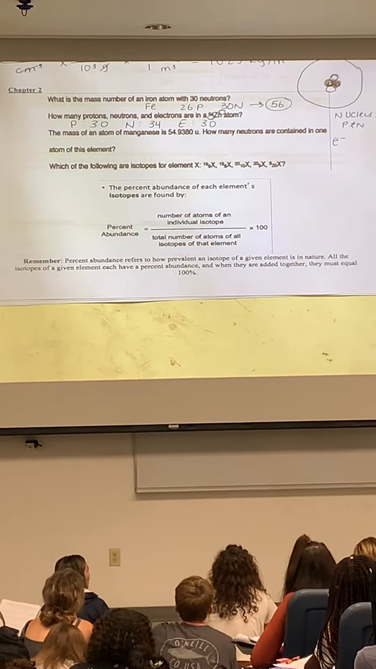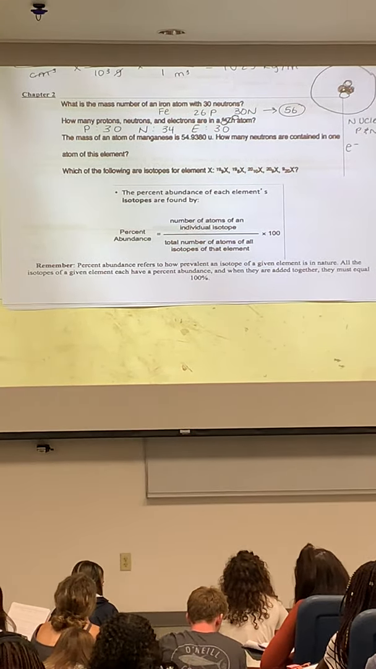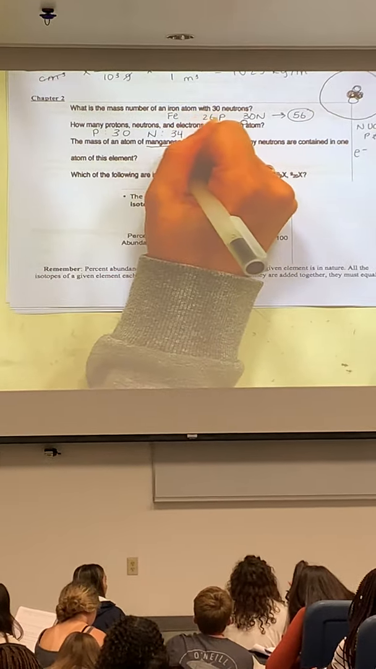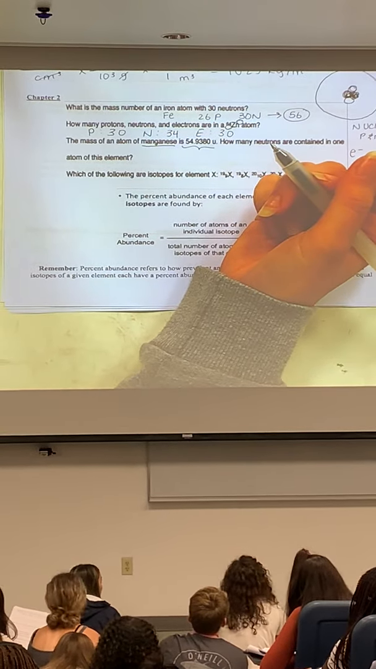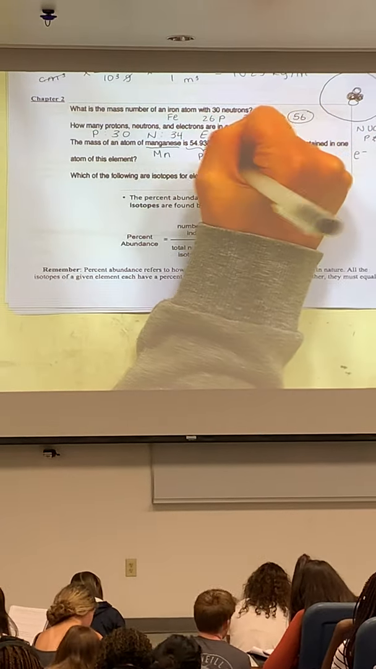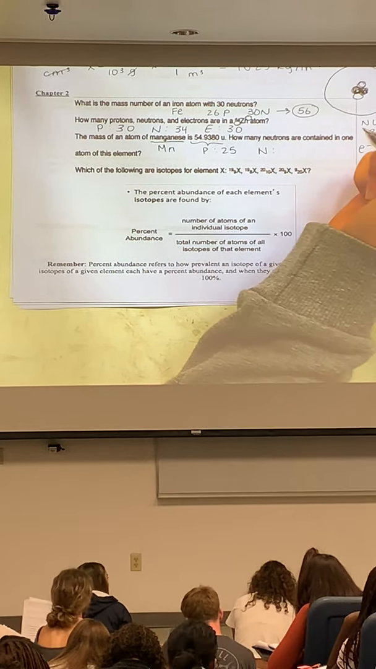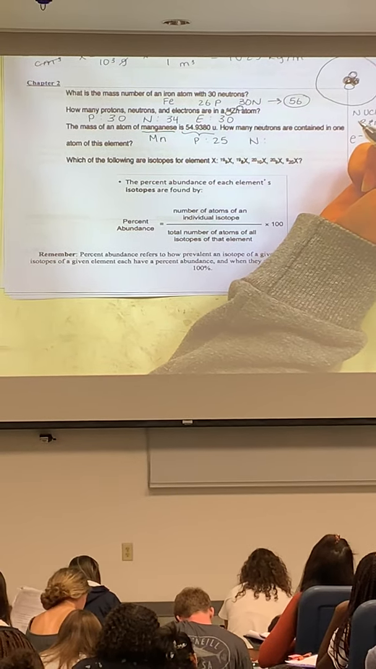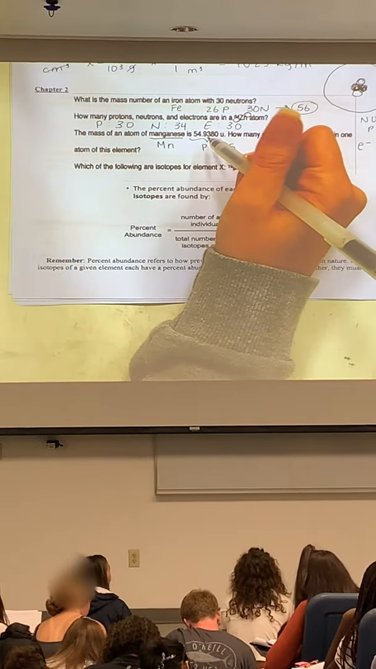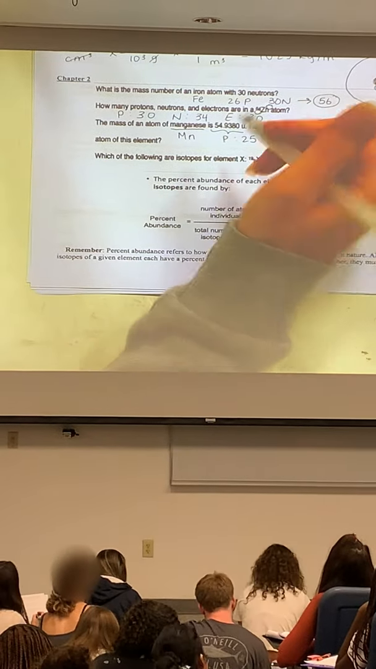The mass of an atom of manganese is this many AMU. How many neutrons are contained in one atom of this element? So this is the mass number, and we're talking about manganese. So do I go to Mg on the periodic table? Manganese is Mn. How many protons are in manganese? 25. And then how many neutrons do we have? 30 neutrons. Notice how this is 54.9. We're going to round that up to a whole number because we can't have 0.9 of a neutron. So it's just going to be 30 neutrons: 55 minus 25.